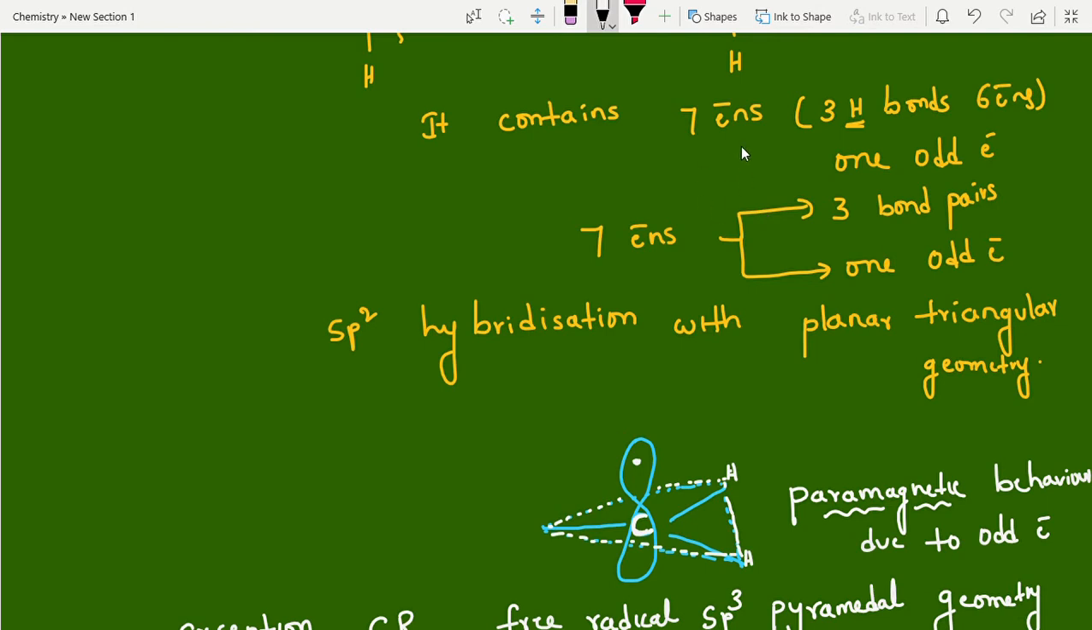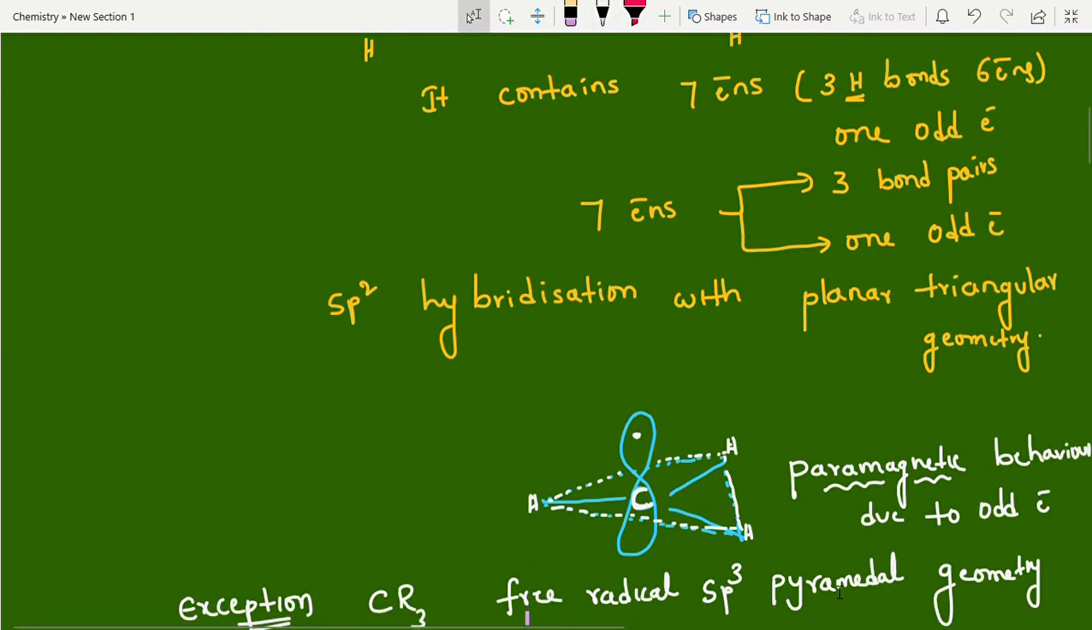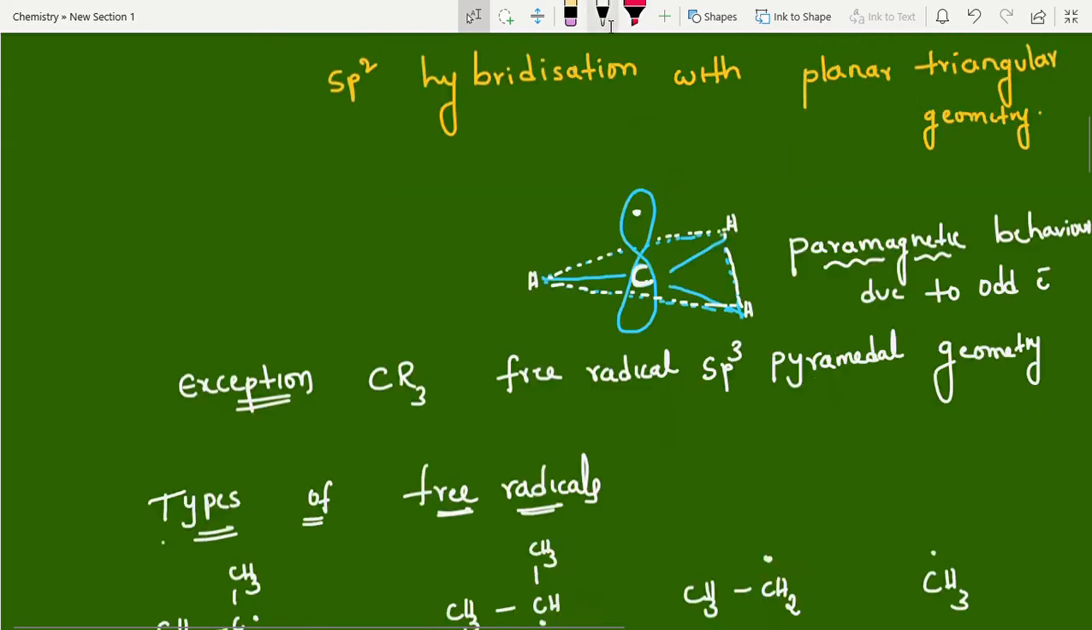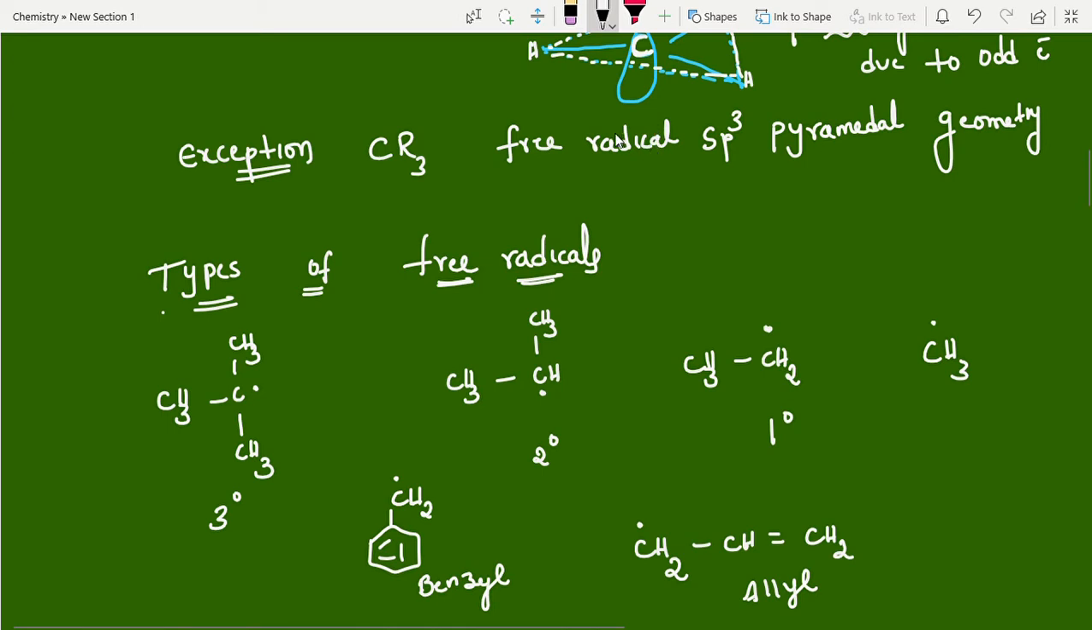In this particular case, it is hydrogen. Sometimes CH3 group, sometimes other groups also. So this is finally paramagnetic behavior. Why is it paramagnetic? This point we have discussed many times: it has an odd electron. Odd electron is nothing but a single electron. That odd electron is there, so definitely it can show paramagnetic nature.